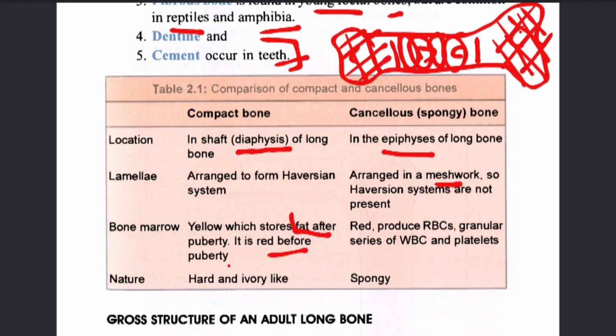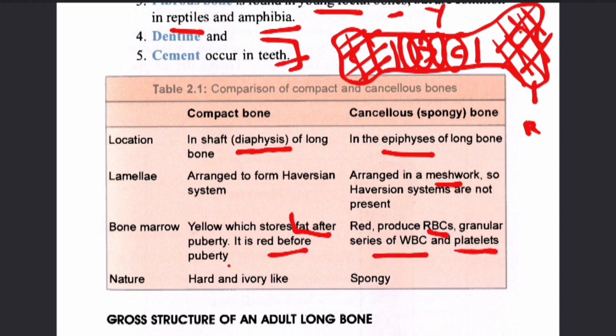If we talk about cancellous spongy bone, red bone marrow is present here. Here is red and here is yellow. Red produces RBCs, the granular series of WBCs and platelets. So what is the function of yellow bone marrow? It stores fat, and the red region is for producing formed elements, that is RBC, WBC and platelets.